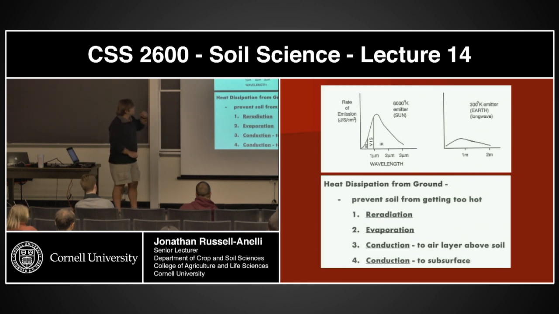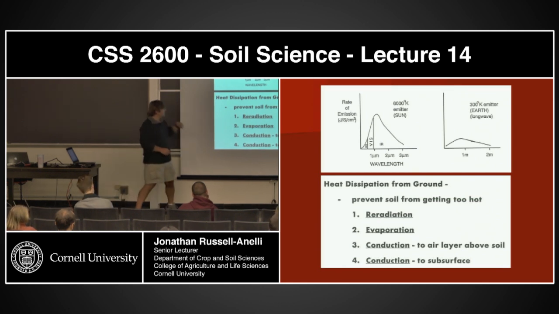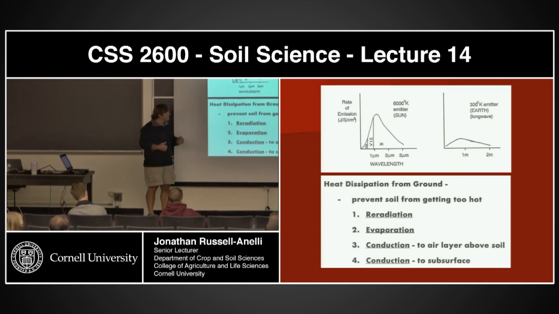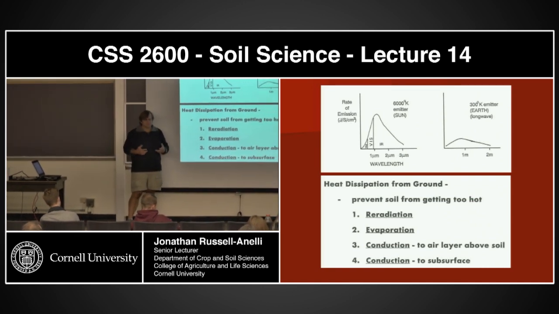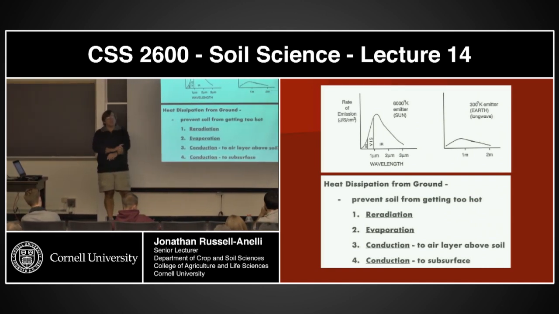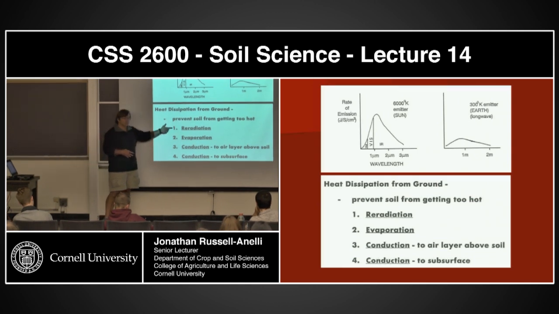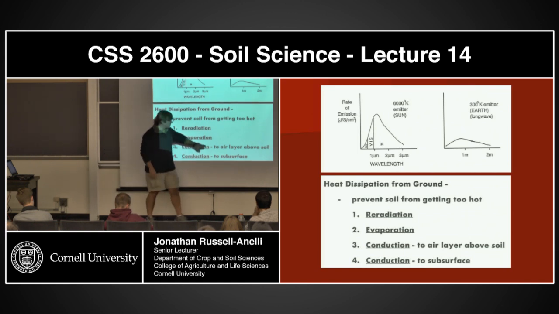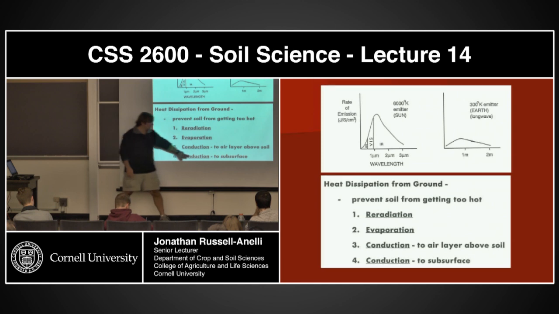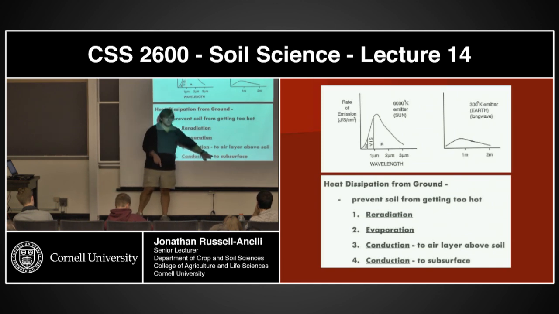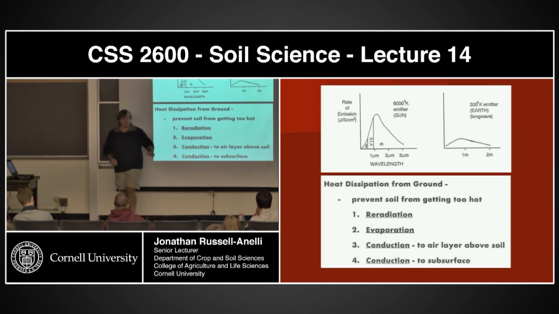So once that energy actually hits the ground, what happens to it? Basically, there are 4 things preventing the soil from getting too hot, or in fact, letting the soil get hot. There's reradiation, evaporation, conduction from that soil to the air layer above, or conduction from that surface to the subsurface. So let's go through all 4 of these.